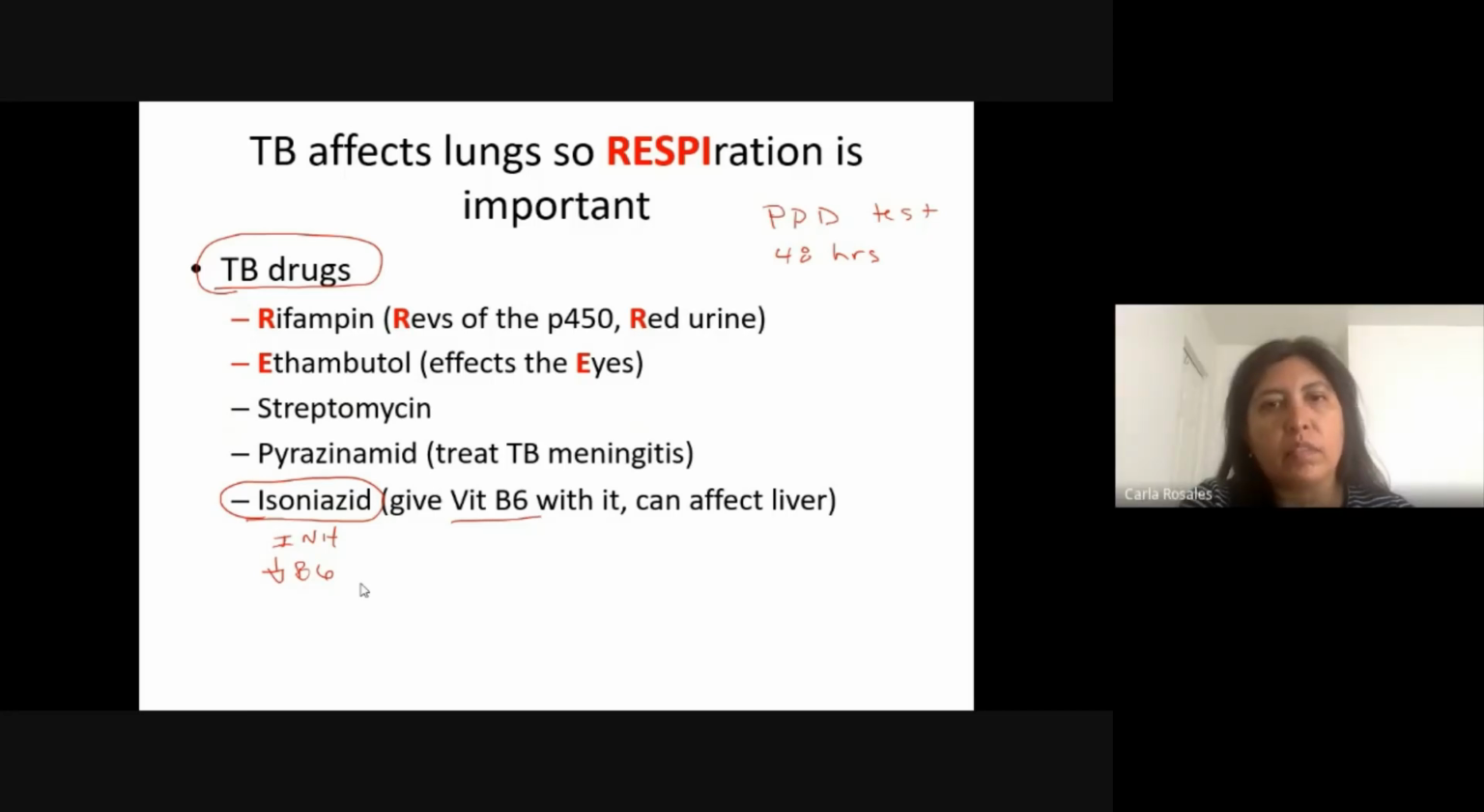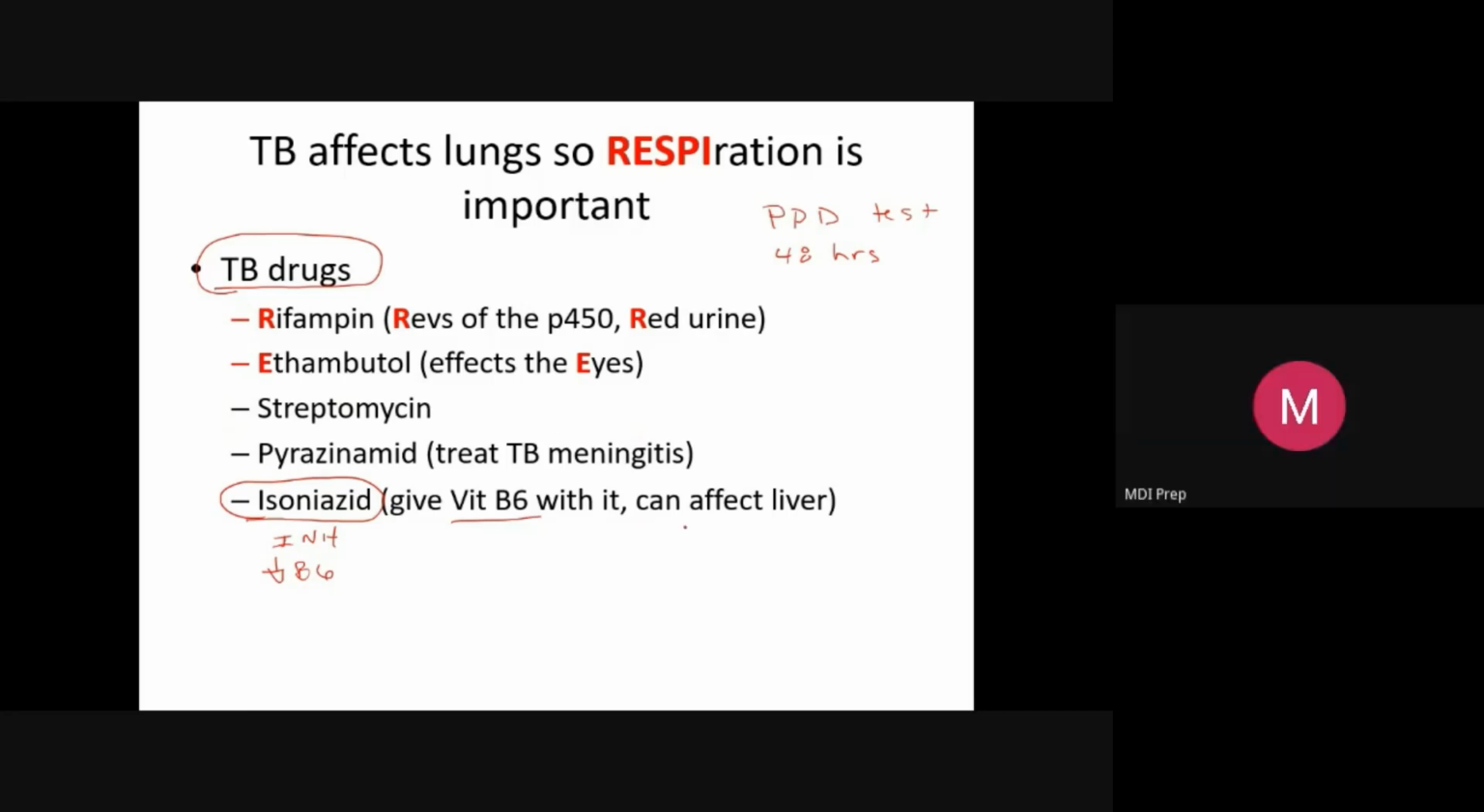And this drug can affect the liver. So while they're taking the drug, they need regularly scheduled liver tests, blood samples for the liver, to make sure the liver is functioning fine.